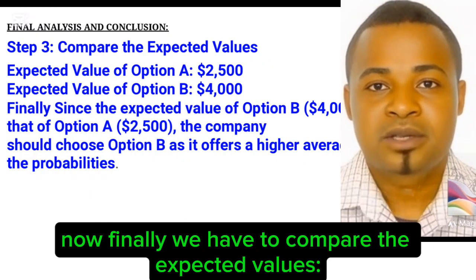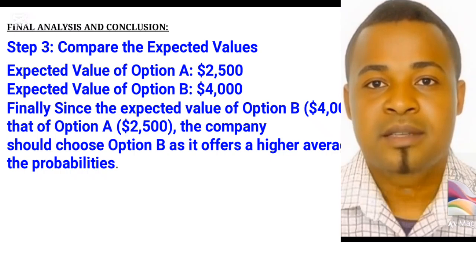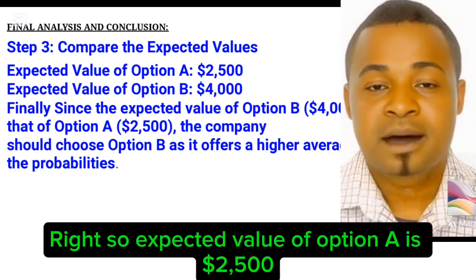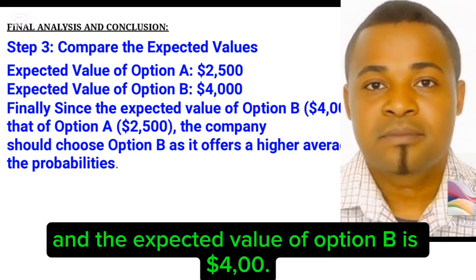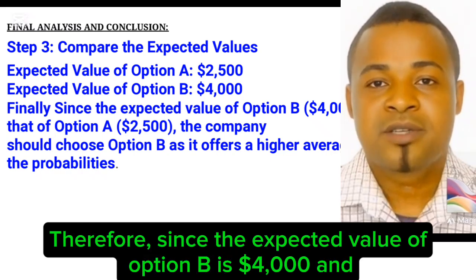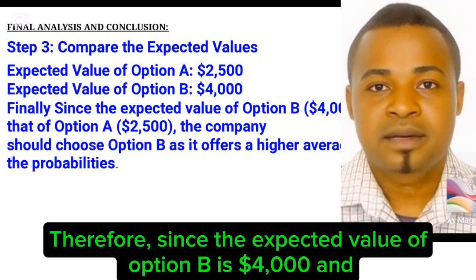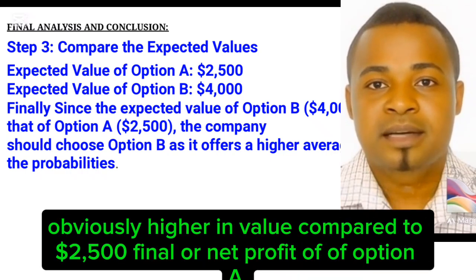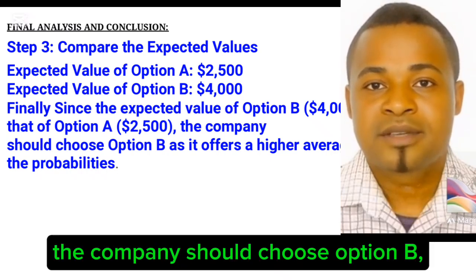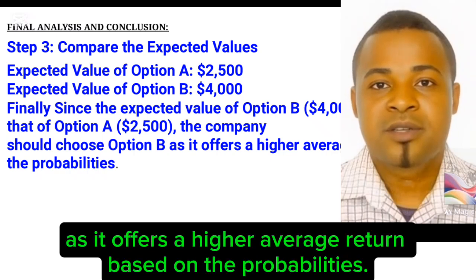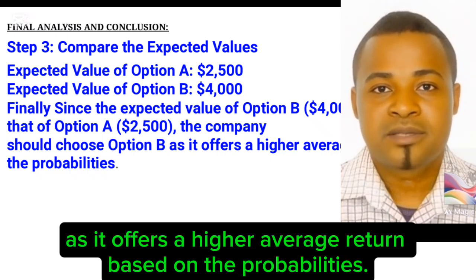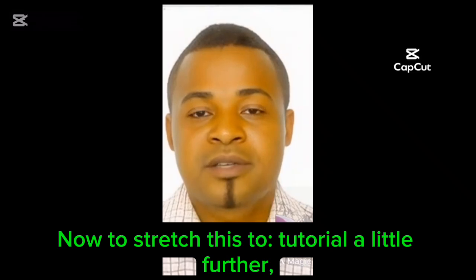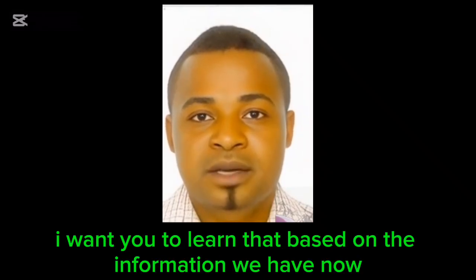Now finally, we have to compare the expected values. Right, so the expected value of option A is $2,500, and the expected value of option B is $4,000. Therefore, since the expected value of option B is $4,000, and obviously higher in value compared to the $2,500 final or net profit of option A, the company should choose option B as it offers a higher average return based on the probabilities.